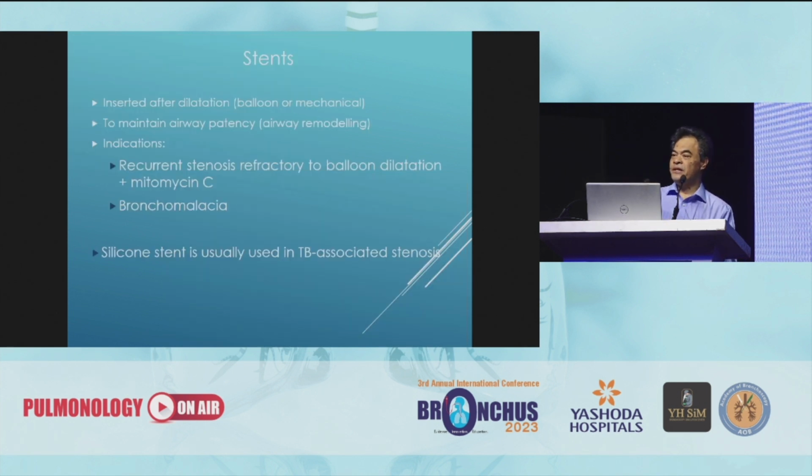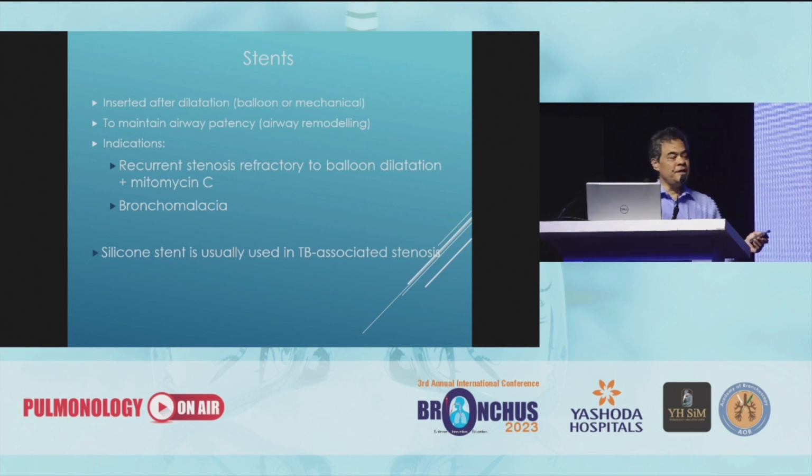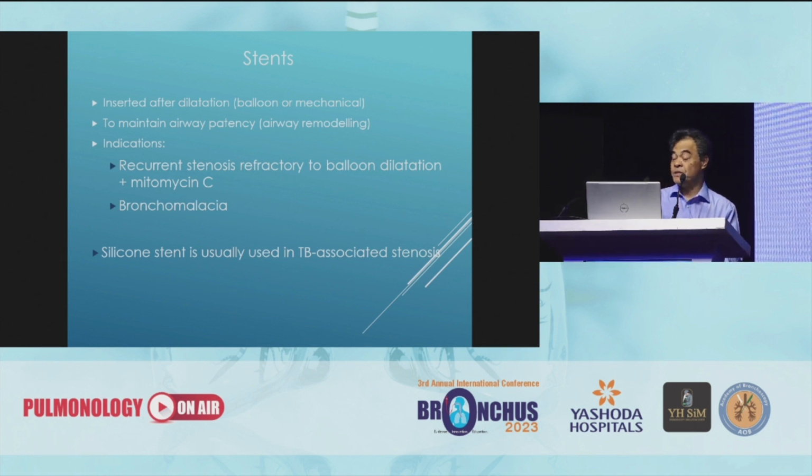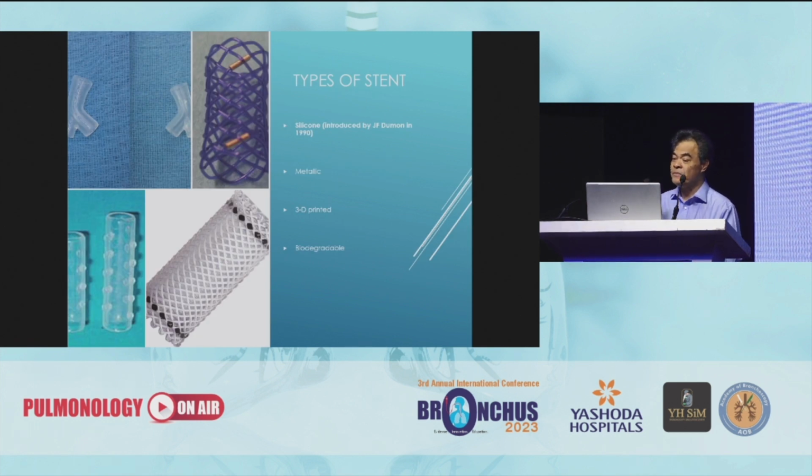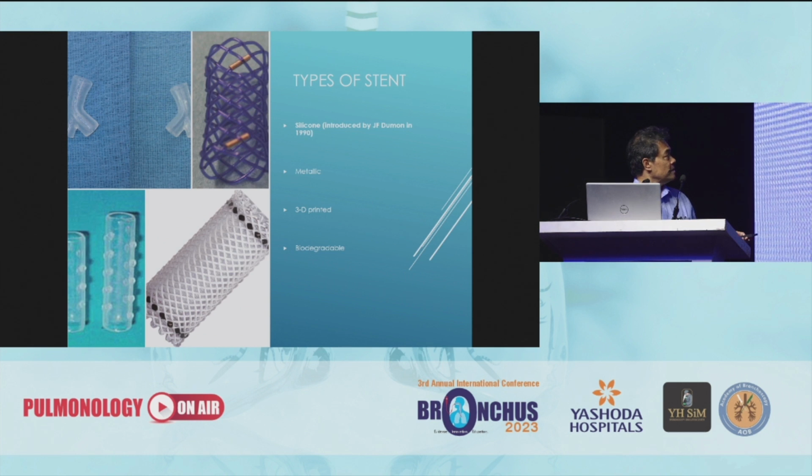So what about stent in TB stenosis? It is inserted into the airway for airway remodeling, and the indications are when the stenosis recurs after balloon dilatation and mitomycin C, and if there is a significant tracheomalacia or bronchomalacia. And we know that silicone stent is usually used in TB-associated stenosis. So what are the types of stent? We are familiar with silicone stent, metallic, 3D printed, and then the one I'm going to talk about is a biodegradable stent, or BD stent.